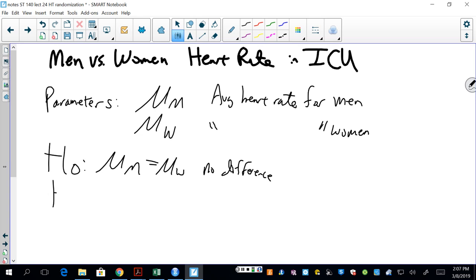And I don't know whether men or women who come into the ICU tend to have a higher or lower heart rate, or things like that. But we can start out just saying that they're not equal. The heart rate averages between the two populations coming into the ICU are just different.